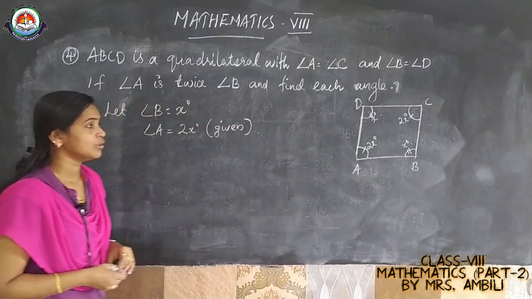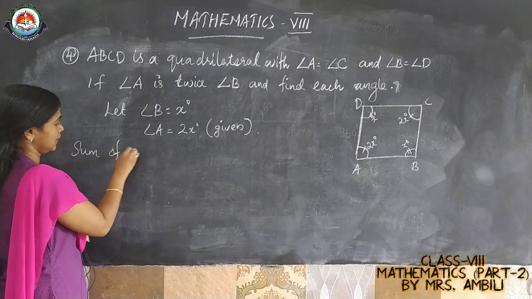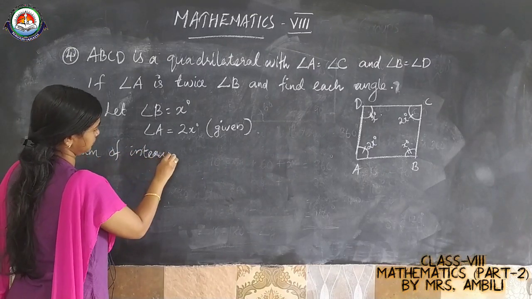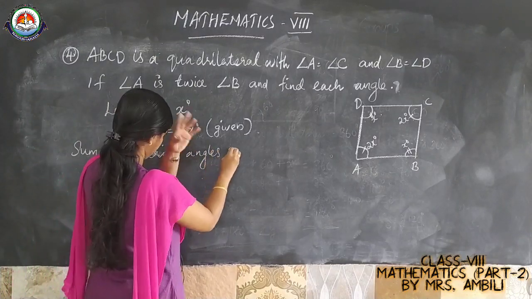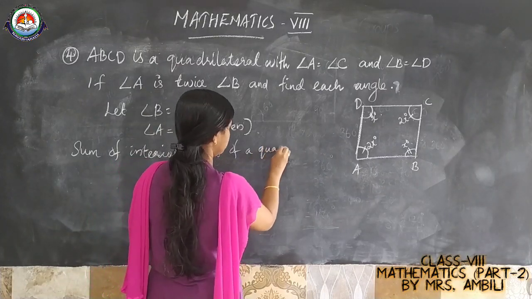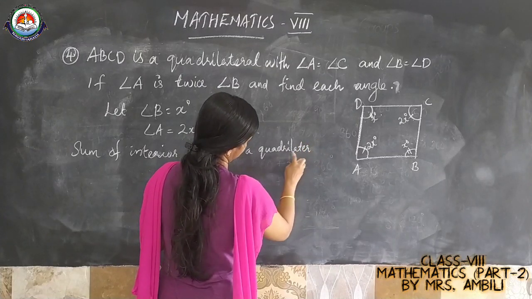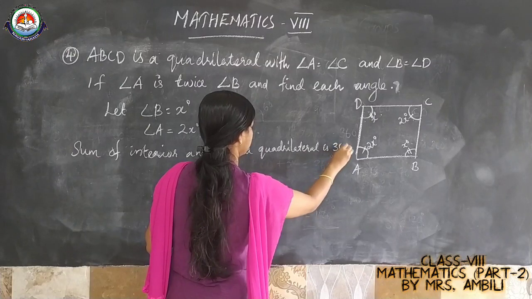Okay. So, we know that sum of interior angles of a quadrilateral is 360 degree.